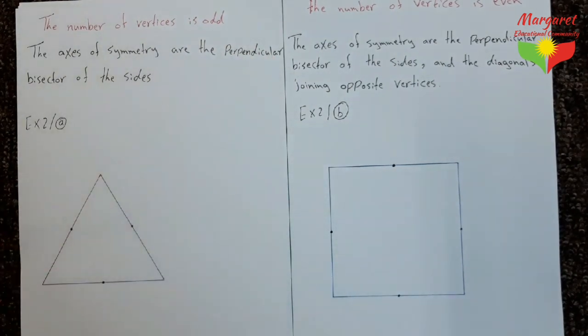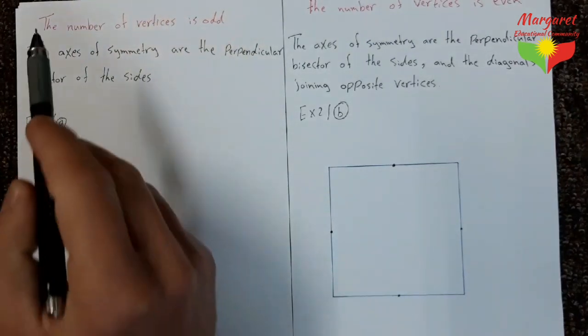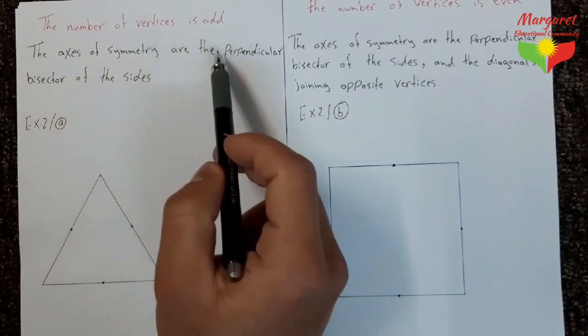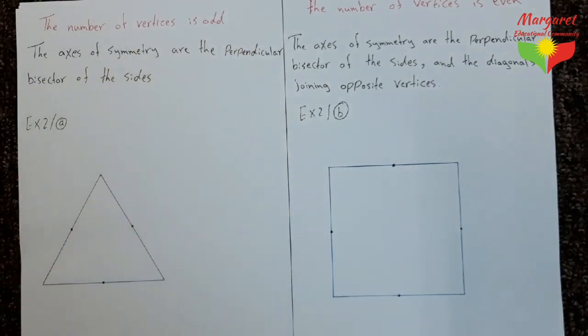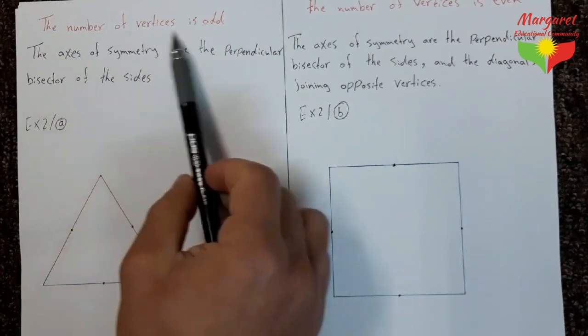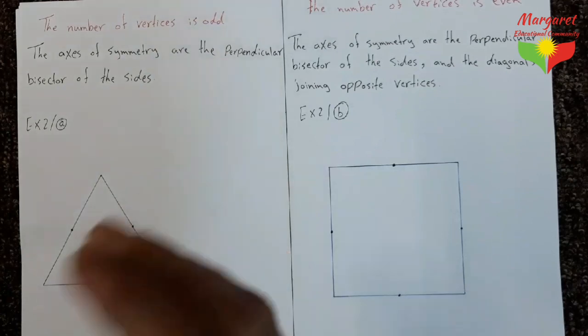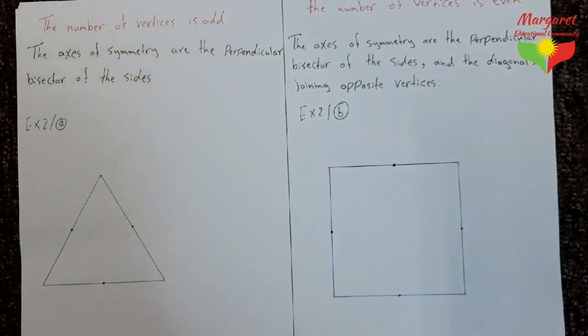the sides. And we can say that if the number of vertices is odd, then join each vertex to the midpoint of the opposite side.